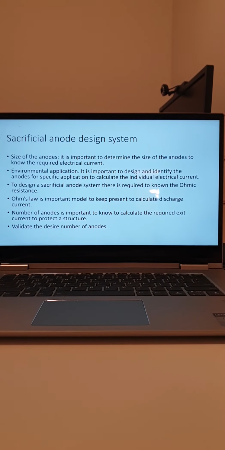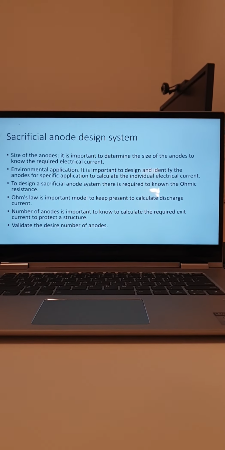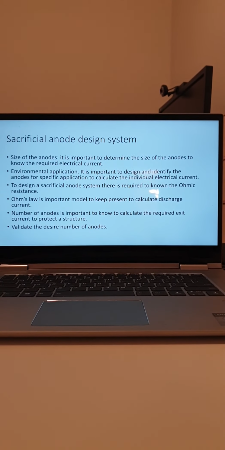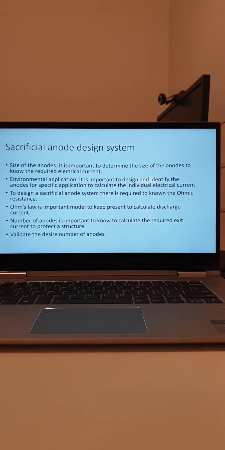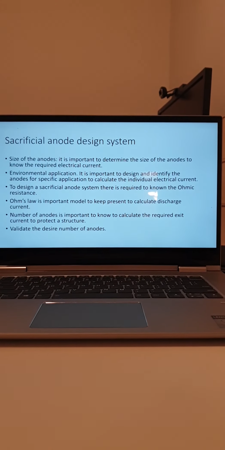It's very important. The number of anodes is also very important because by the number of anodes we can reach the potential that we need to protect the steel. And of course, we need to validate this number of anodes. So this is some sort of algorithm that we need to know.